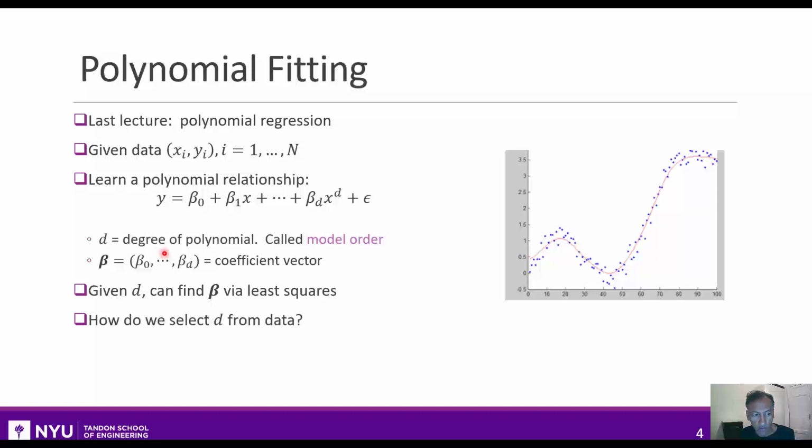The problem, though, is what do we do if we don't know d? Somehow we have to learn this model order from the data. This is what is called the model order selection problem.